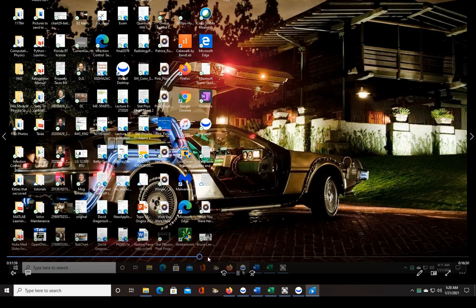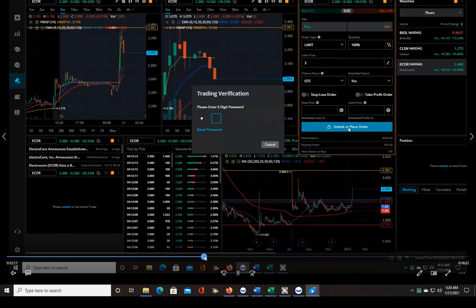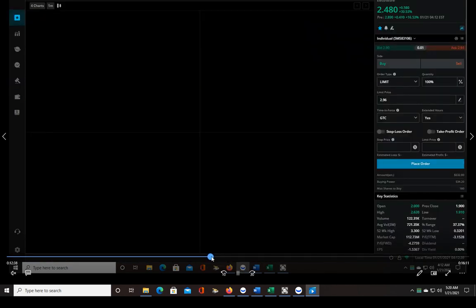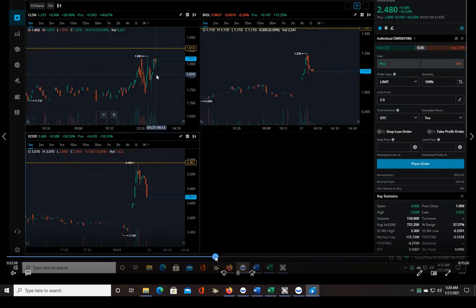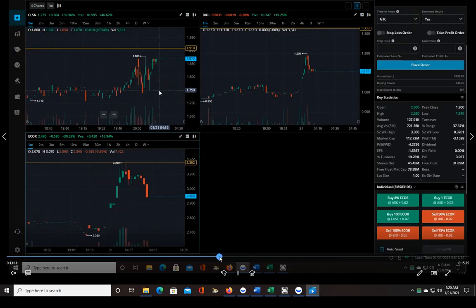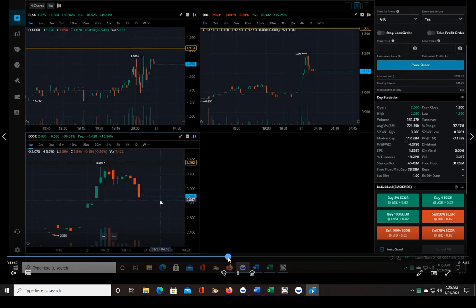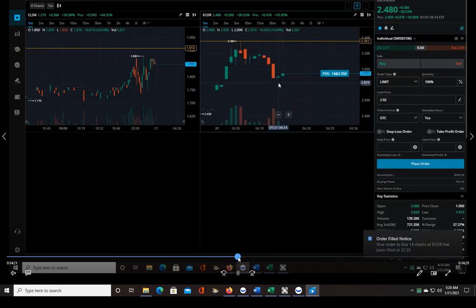So now I closed down Webull. I'm restarting it, thinking that fixed it, or at least maybe it fixed it. And I decided I'm going to take one more trade on Ecor if it gives me the entry, and see if things are working better now.